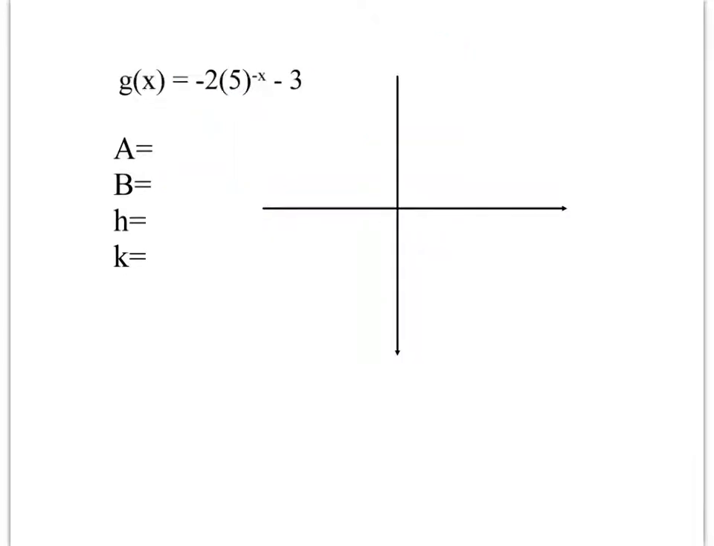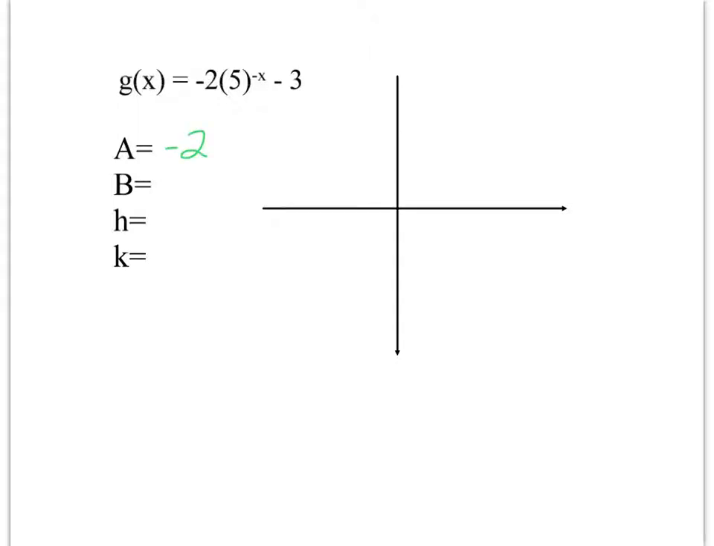All right, you guys fill in here. What do we have for our A, our B, our H, and our K? Okay, stop the tape and fill these in real quick. All right, let's fill these ones in. A, of course, here is, that's right, you got it, negative 2.